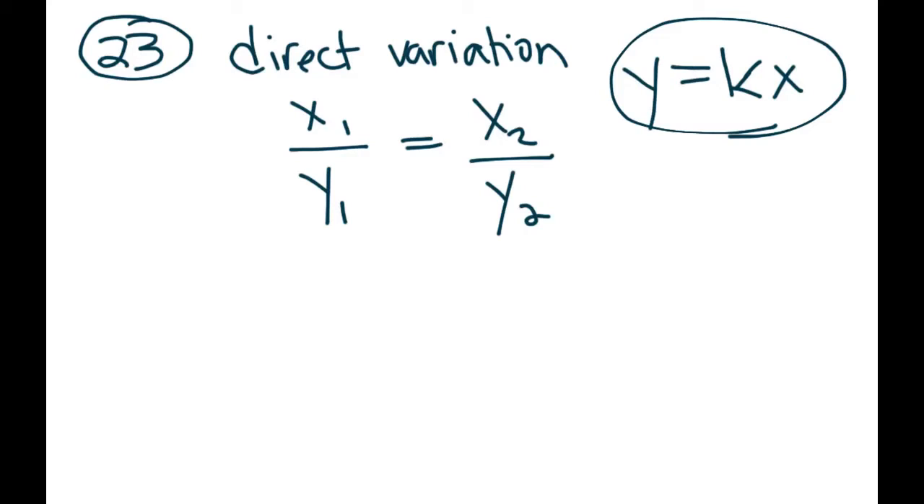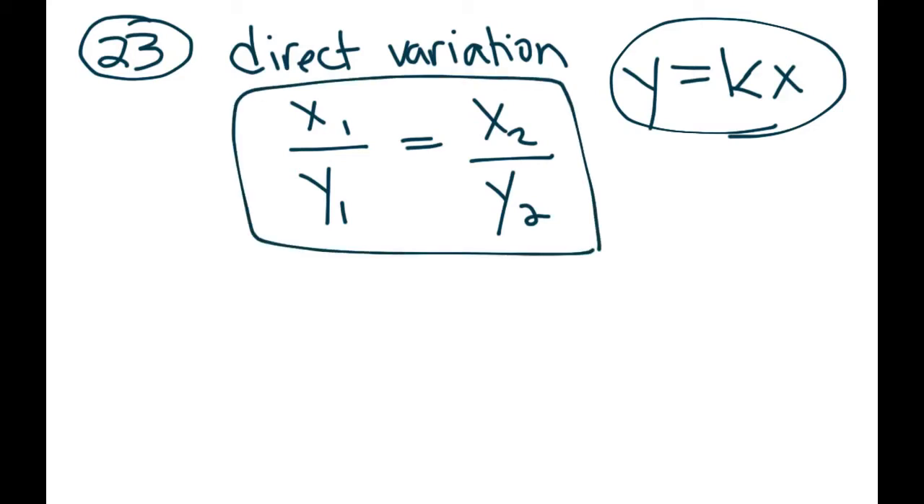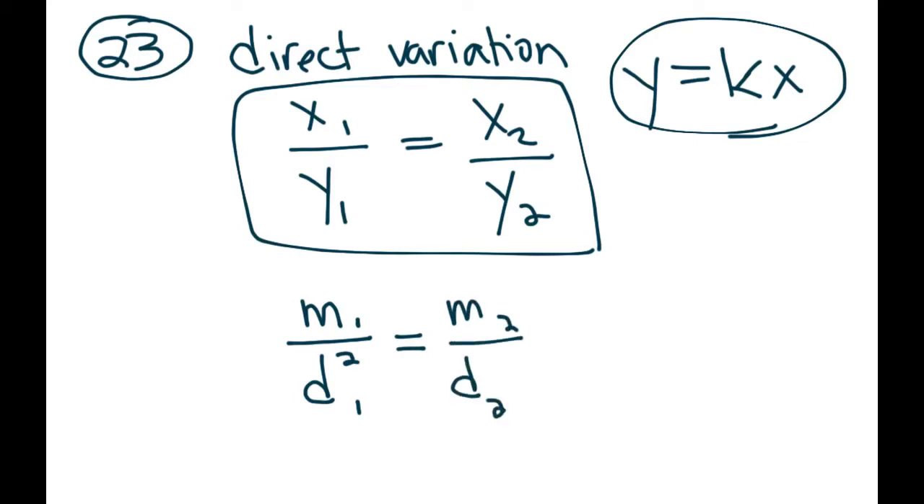It says the number of mushroom slices that Melanie puts on a pizza varies directly as the square of the diameter of the pizza. All direct variation is in this format. So I'm going to call the number of mushrooms m. It varies directly as the square of the diameter of the pizza. So from the first pizza, that ratio is going to equal the number of mushrooms to the square of the diameter of the second pizza.